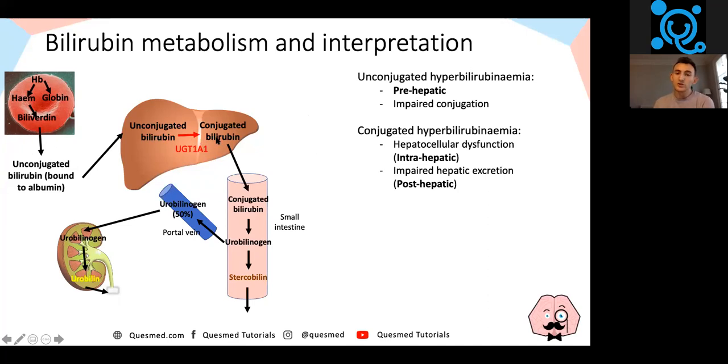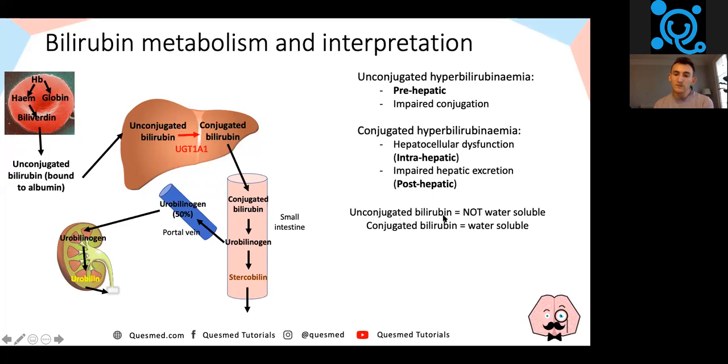Whereas if you have a conjugated hyperbilirubinemia, it implies that there's hepatocellular dysfunction, so the hepatocytes are bursting open and releasing the conjugated bilirubin, or there's impaired hepatic excretion, so a post-hepatic cause for jaundice. So that implies that there's something blocking the conjugated bilirubin from getting into the small intestine, so a gallstone, for example. And we can also look at this in the urine using urinalysis.